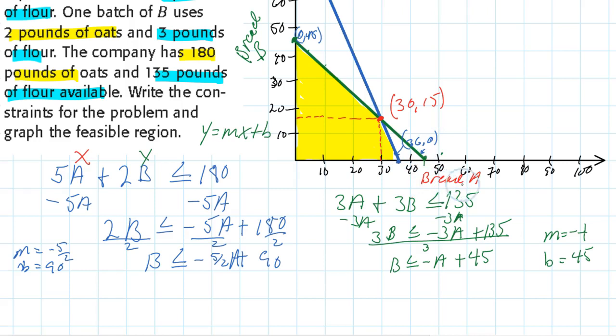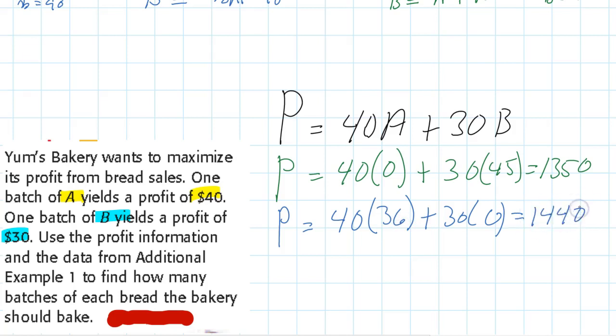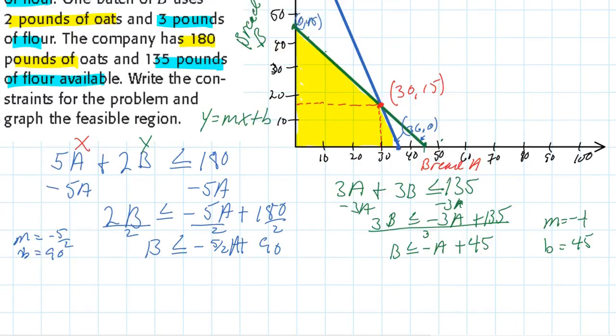Next, we'll try our other vertex, 36, 0. That means we made 36 loaves of bread A and 0 of bread B. We plug that in. Profit is equal to $40 times the 36 loaves of bread A plus $30 times the 0 loaves of bread B. 40 times 36 comes out to $1,440. So we're better off to make all bread A and 0 bread B. We make more money.